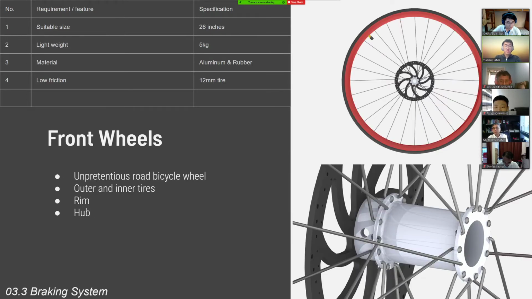The front wheels are simple road bike wheels, which contain inner and outer tire rims and a central hub, which is tailor-made. The design of the wheel will minimize the ground friction. The central hub is designed to link with the disc and axis. Other specifications can be shown in this.